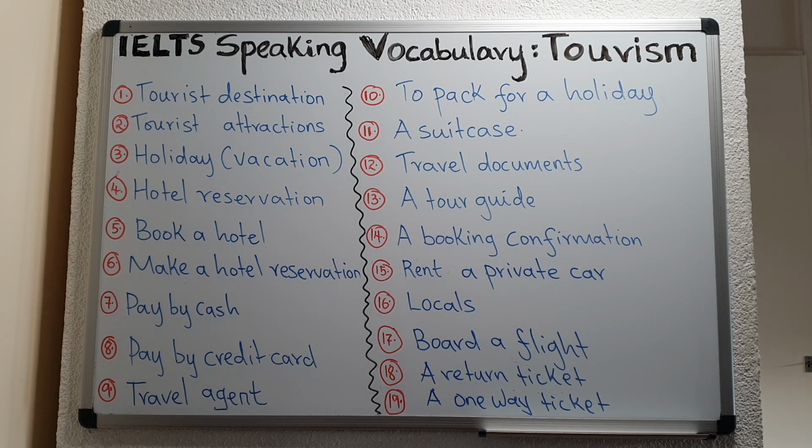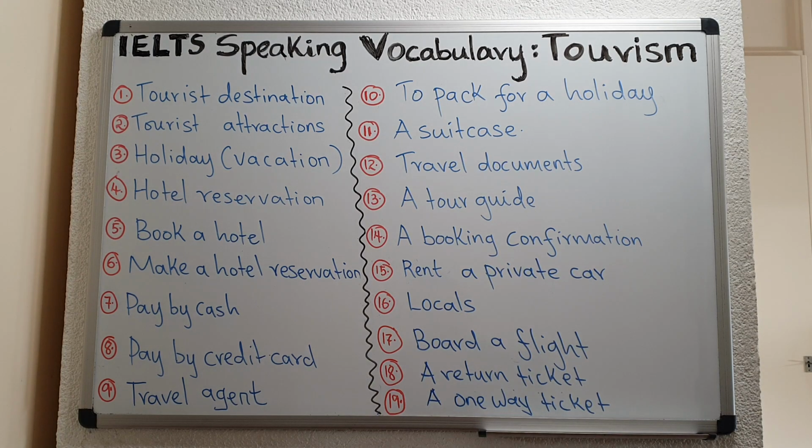Number 9, travel agent. Because I don't have internet, I have decided to go to the local travel agent to find some information about my next holiday destination. He is going to help me to find some suitable tourist destinations that have a lot of tourist attractions.